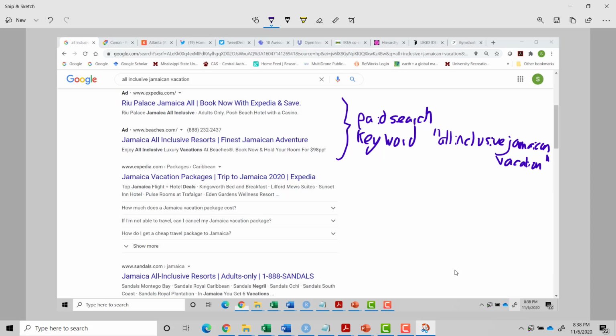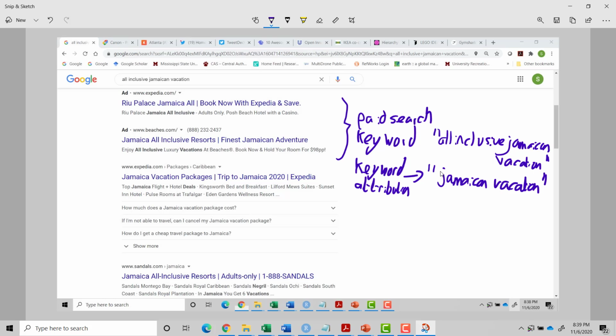So if I'm a vacation provider in Jamaica, I might put bids on "Jamaican vacation," "vacation Caribbean," etc. And the process of doing that is quite a skill set. If you want to work in internet marketing, that's called keyword attribution: working out what the best keywords are for a company to bid on.